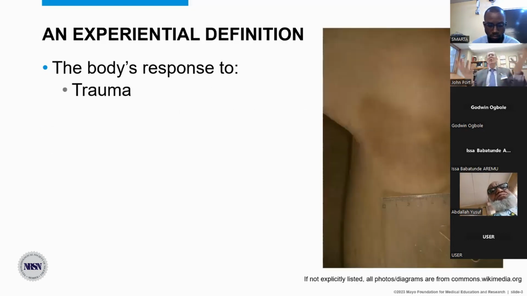Now, we all know what inflammation is. I think every single person on this Zoom call has experienced inflammation many times. For example, this person hit their leg on a table and has got a bruise. That is an inflammatory response to trauma.